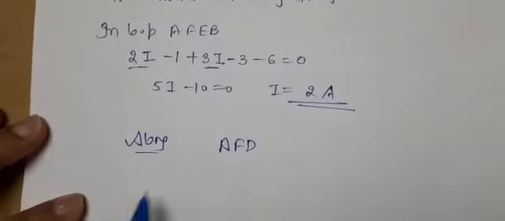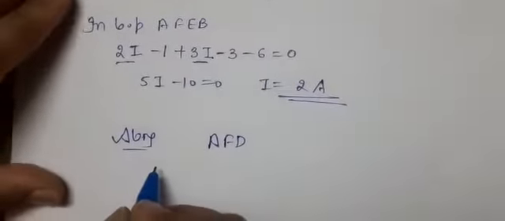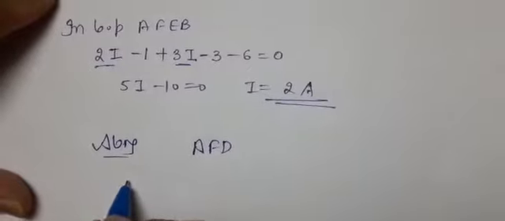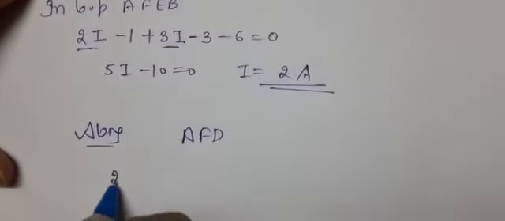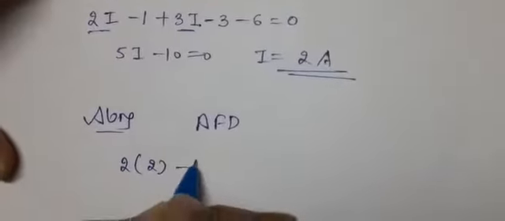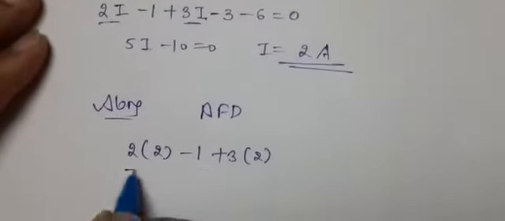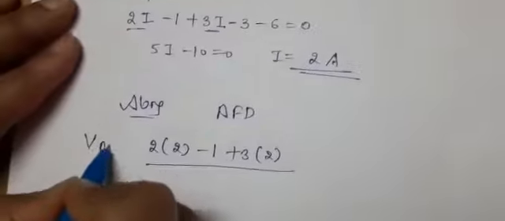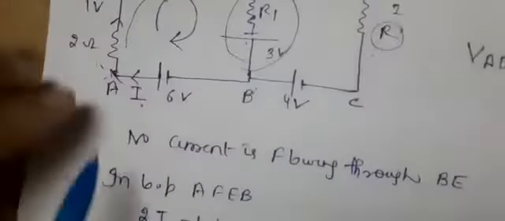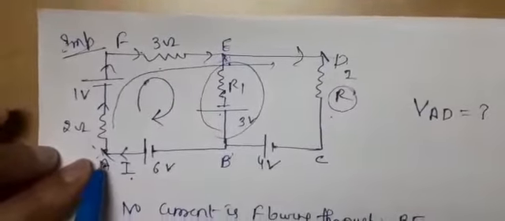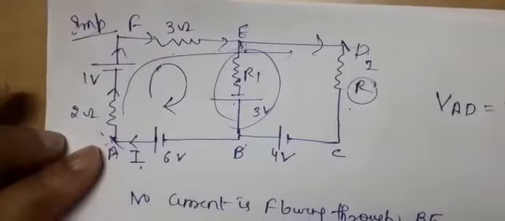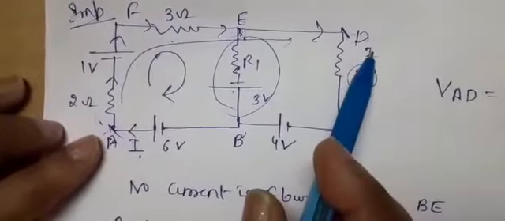Here apply Kirchhoff's rule. As the current has been obtained, across the 2 ohm resistance the current is 2 ampere. So 2 into 2 minus 1 plus 3 into 2. This is giving you the potential drop between A and D. See the figure here. The potential at A you have to calculate, basically VA minus VD.